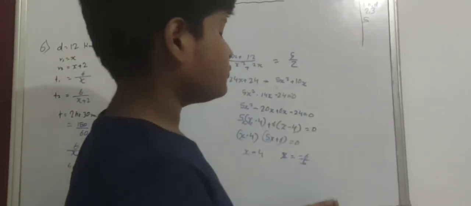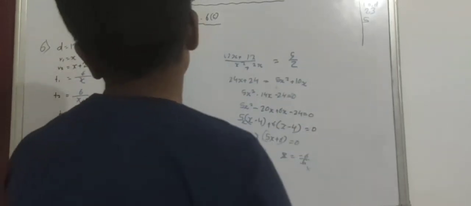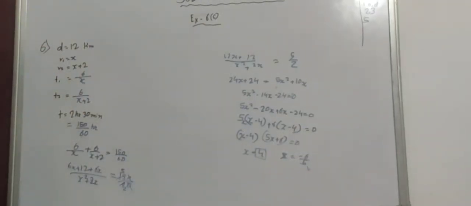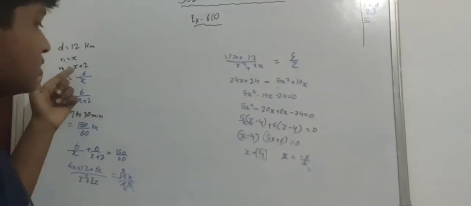So this is fractional and also negative, so this will not be the answer. Your ultimate answer is 4. So the speed is x and the speed is x plus 2, which means 6.